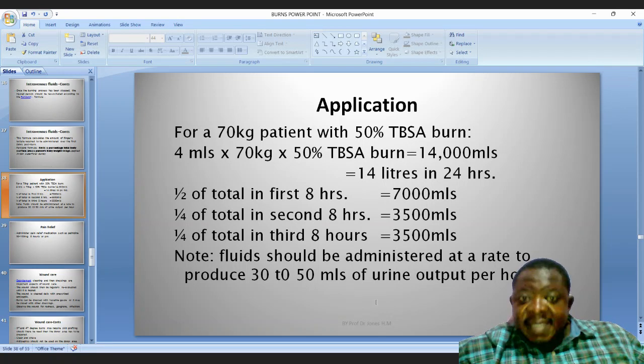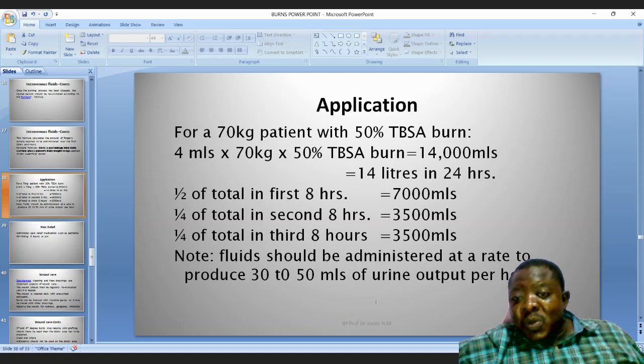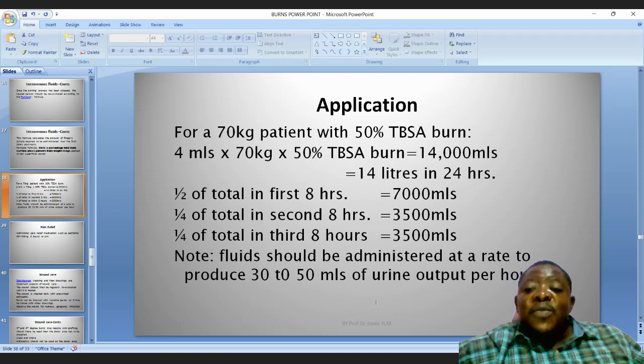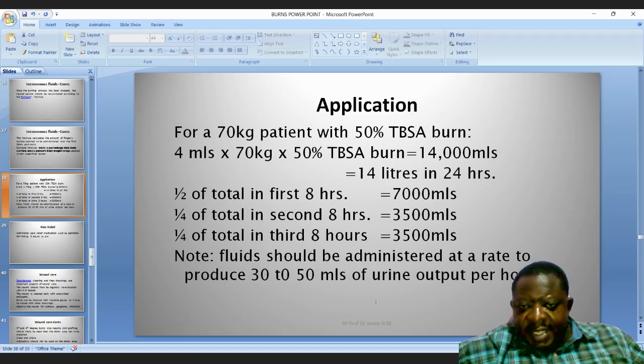So from our example, we have 14,000 mils. Half of 14,000 will be 7,000 mils or 7 liters. Then for the last two 8-hour periods, you give a quarter of the total. A quarter of the 14,000 mils is 3,500 mils. So this is given in the second 8 hours and also given in the third 8 hours.